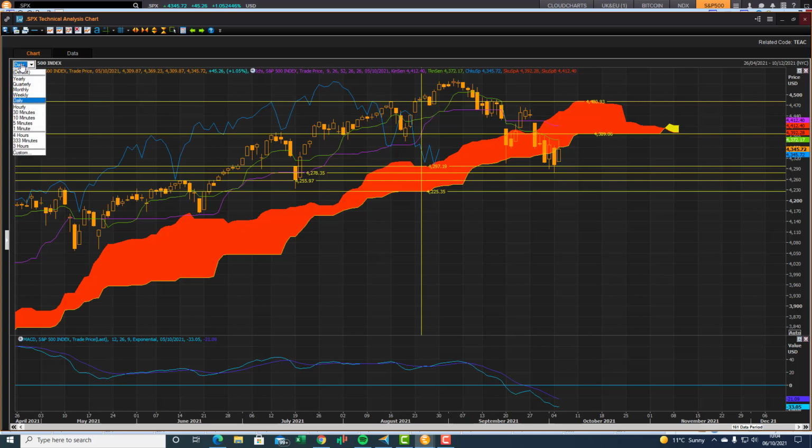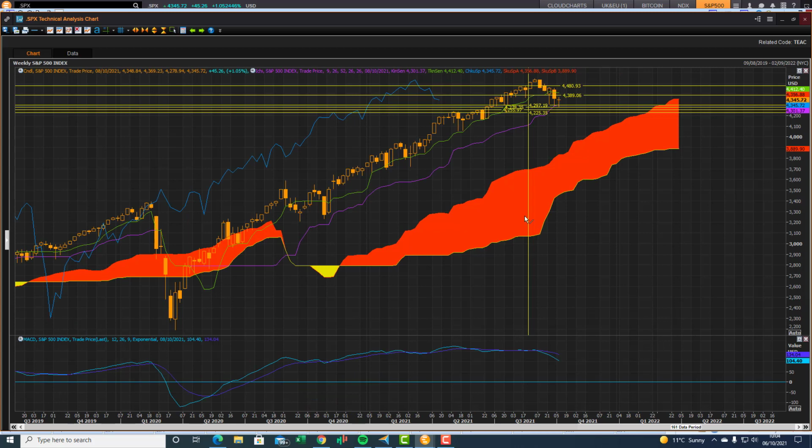If we turn to the weekly, we can see the market became very extended. We did highlight this a couple of weeks ago, saying it's time to take some profit off the table. Market's very extended from the top end of the cloud. We look at the price distance between the price and the actual cloud level.